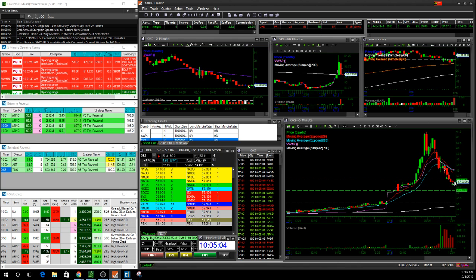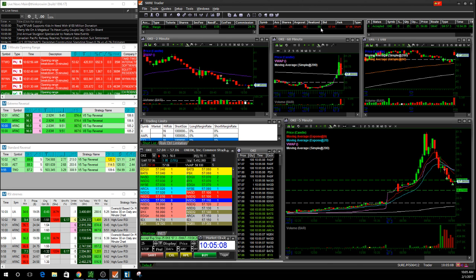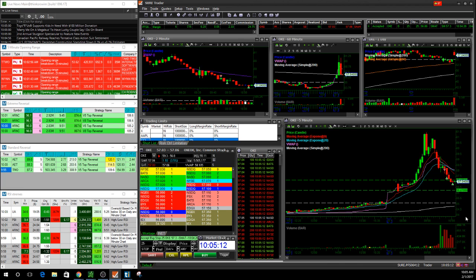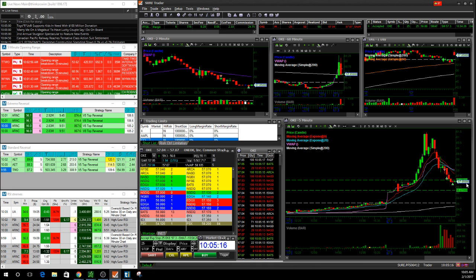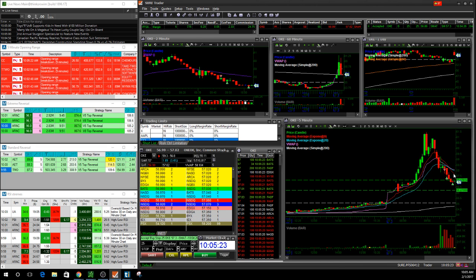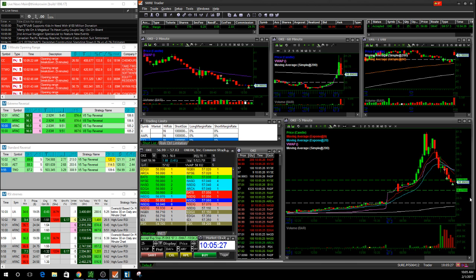Because my stop on this last bit will be a profit stop. And I am expecting a bounce on this. I am expecting a bounce at some point back to test the 9 so I can reshort it. I am expecting that.